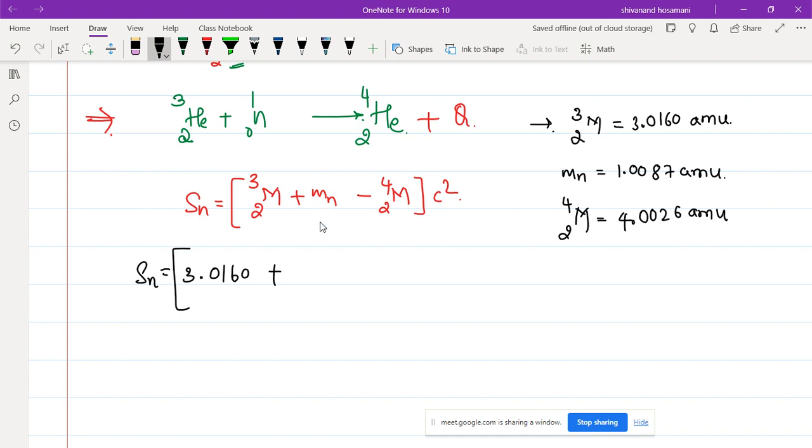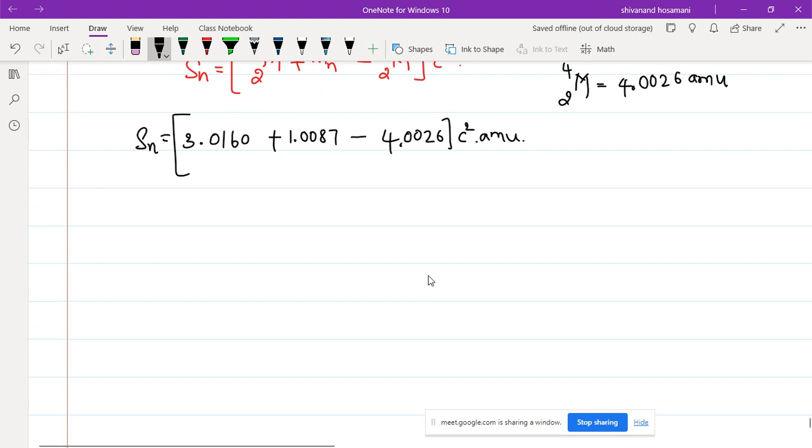Then plus times of the mass of the neutron, 1.0087, minus the mass of the helium, 4.0026, into c square, that is AMU into c square with AMU. Remember that if you calculate all these values, here I'm going to get that as, I think, 4.0.